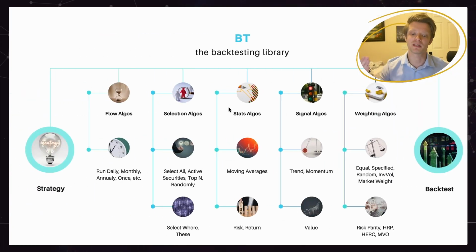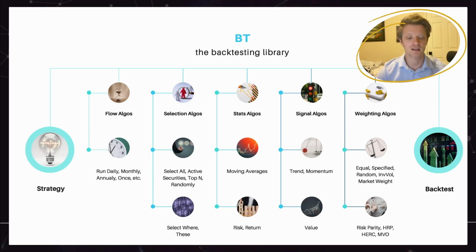Why are we going to use BT? BT is a very convenient library that makes it easy for a user to backtest a strategy. We can easily switch in and out algorithms, which I explain in a second, so that our strategy is very, very flexible and you only have to change one line of code to change the weighting algorithm, your strategy, or whatever you want to look into.